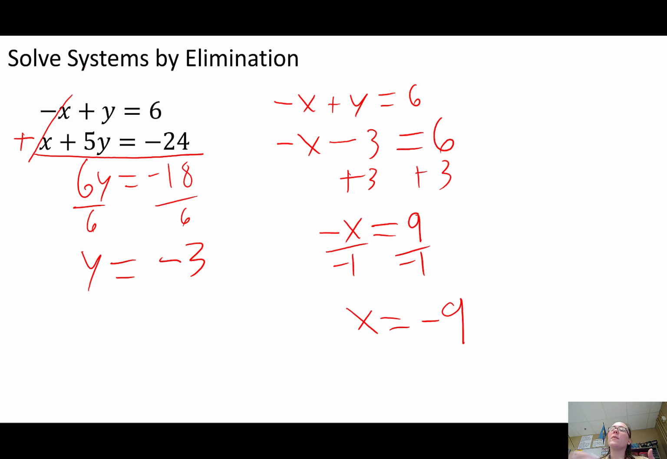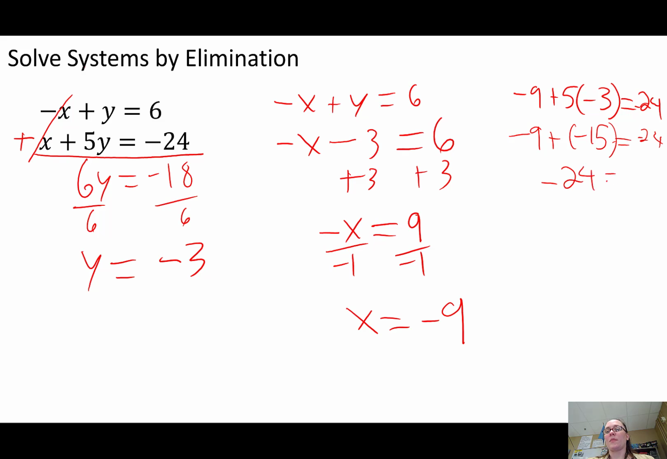And remember, we can always go back and check our work by plugging back in. So I'm going to plug both of these into the other equation to double check my work. We get negative 9 plus 5 times negative 3, and we're going to see if that equals negative 24. Well, 5 times negative 3 is negative 15. Negative 9 plus negative 15 gives us negative 24, which is equal to negative 24. So that worked. And since we had plugged into the other to find it, we're pretty sure that one worked.